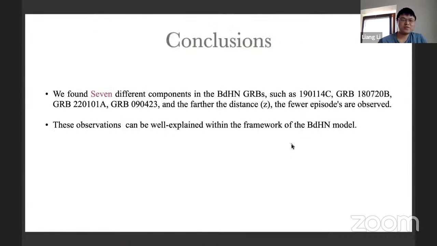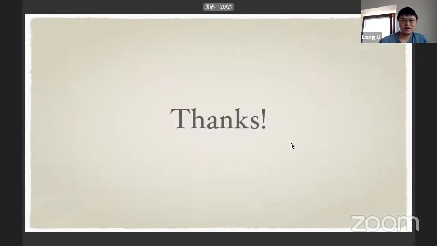Okay, my conclusion is that we find 7 different components in the BdHN I GRBs, such as GRB 190114C, GRB 180720B, 220101A and 210423. And the further the distance, the fewer episodes are observed. This observation can be well explained within the framework of the BdHN model.